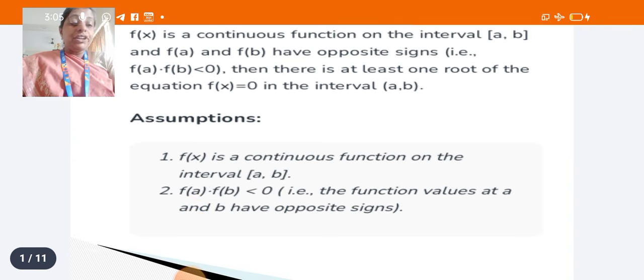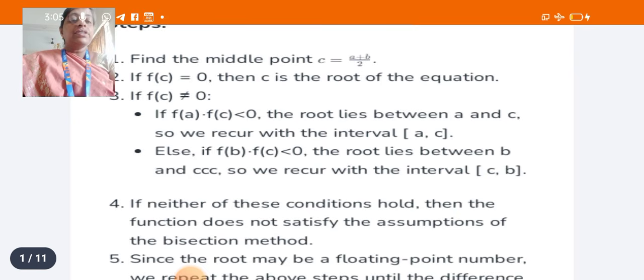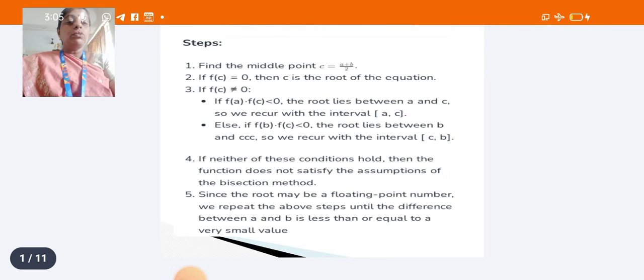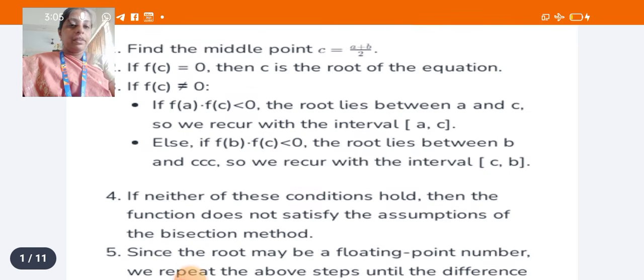f(x) is a continuous function on the interval [a, b], and f(a) times f(b) is less than 0. That is, the function values at a and b have opposite signs. Next we will see the steps of how to proceed with this bisection method.